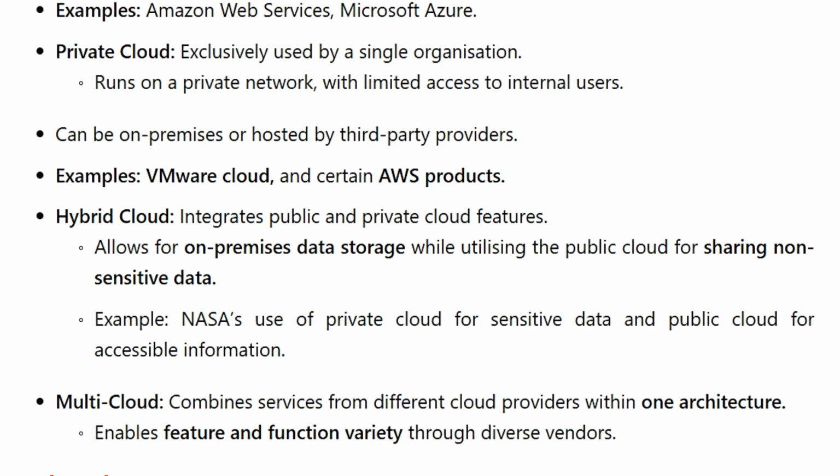Hybrid cloud: integrates public and private cloud features. Allows for on-premises data storage while utilizing the public cloud for sharing non-sensitive data. Example: NASA's use of private cloud for sensitive data and public cloud for accessible information. Multi-cloud: combines services from different cloud providers within one architecture. Enables feature and function variety through diverse vendors.